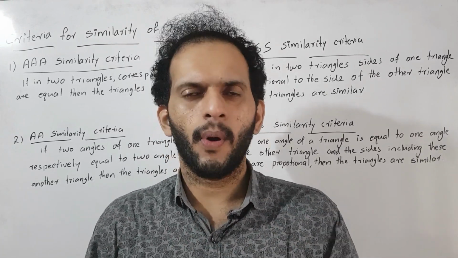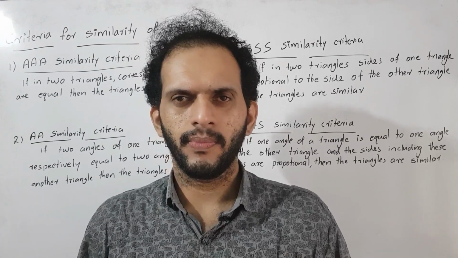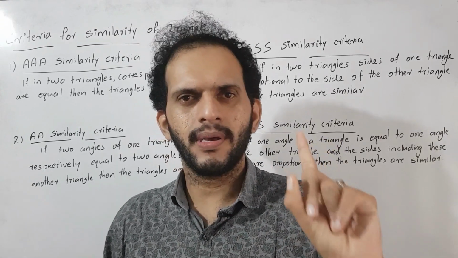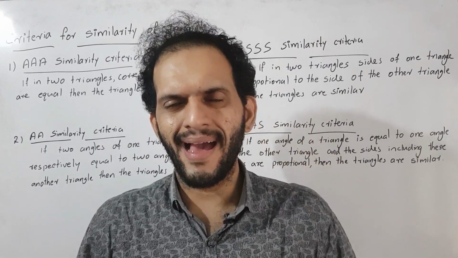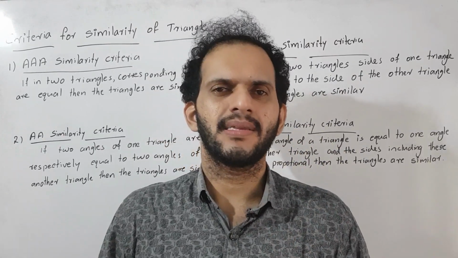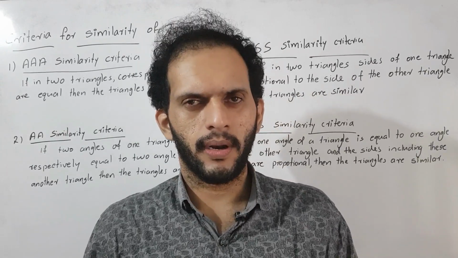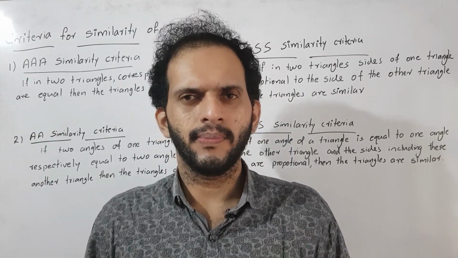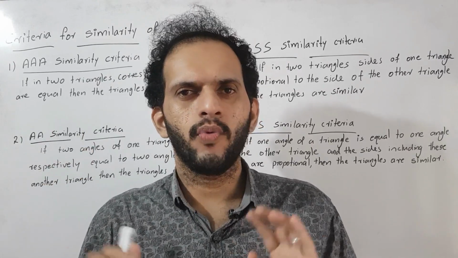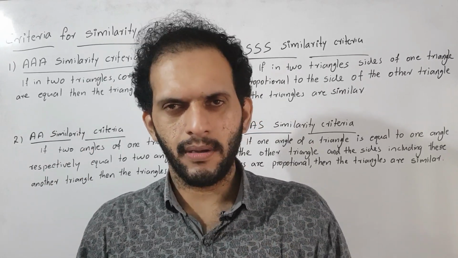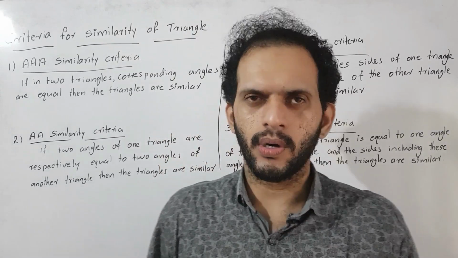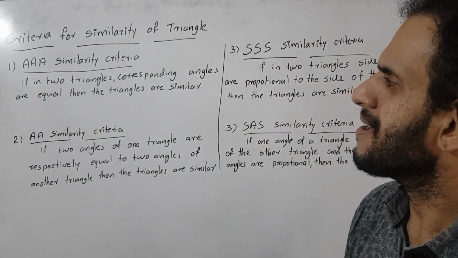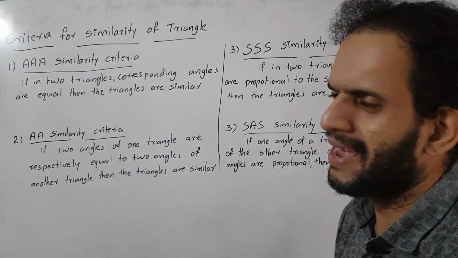Already we know the property of similar triangles. What is that? If two triangles are similar, then their corresponding angles are equal and corresponding sides are proportional. Correct, that is the property of similar triangles. Now we are discussing when we conclude that triangles are similar. The first rule we read as the A similarity criteria.